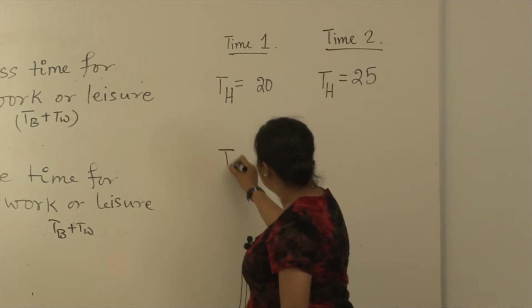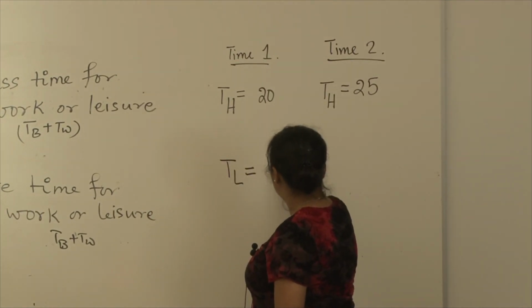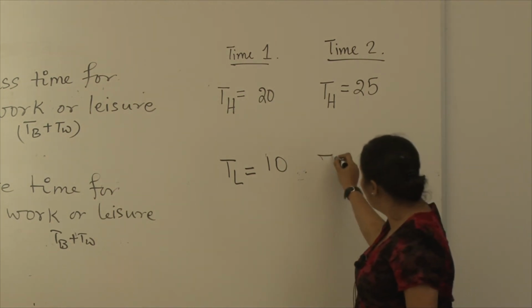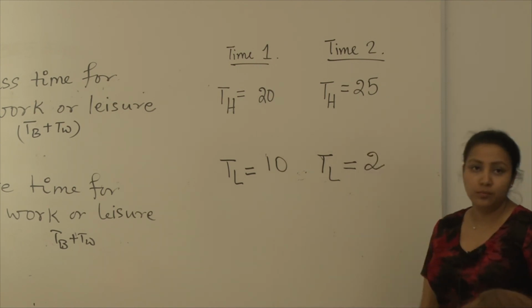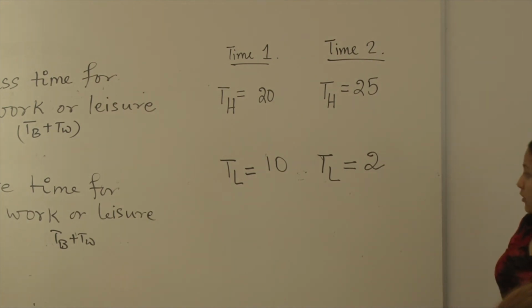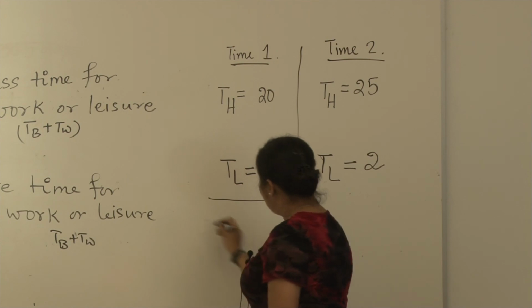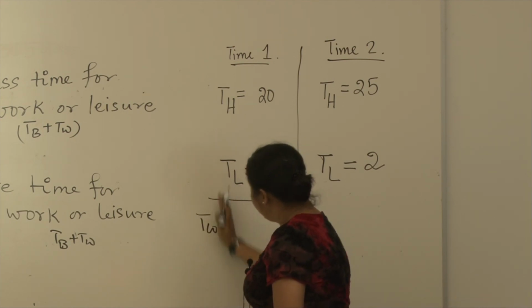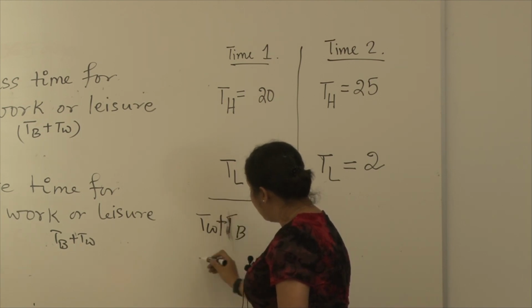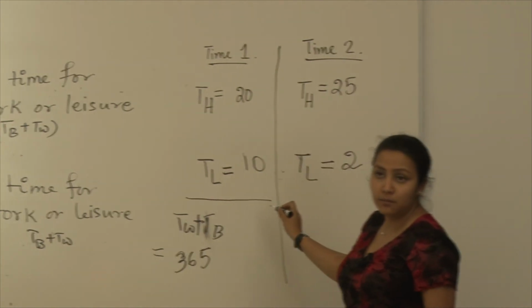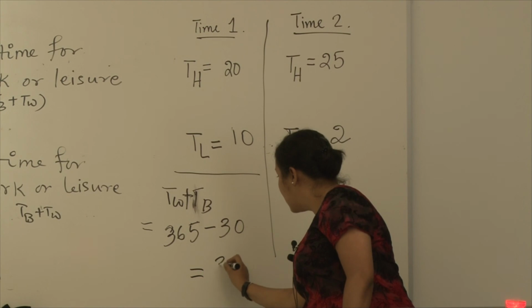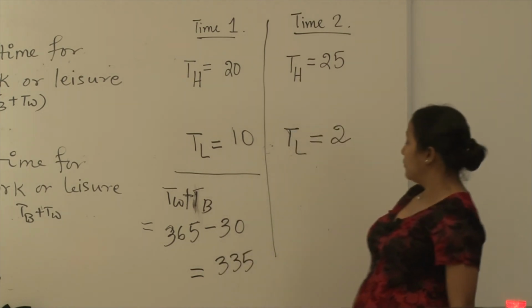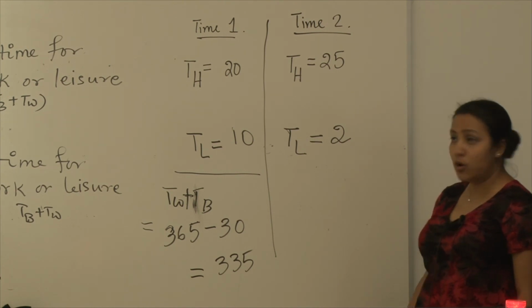Now, in time 0.1, let's say TL is 10. In time 0.2, let's say TL is equal to 2. Just cooking up those numbers, it could be anything. So, that means here my TW plus TB would have been 365 minus TH minus TL, right. So, 365 minus 30, what is that going to be? 335, right. That is the time that you have for work or for leisure.